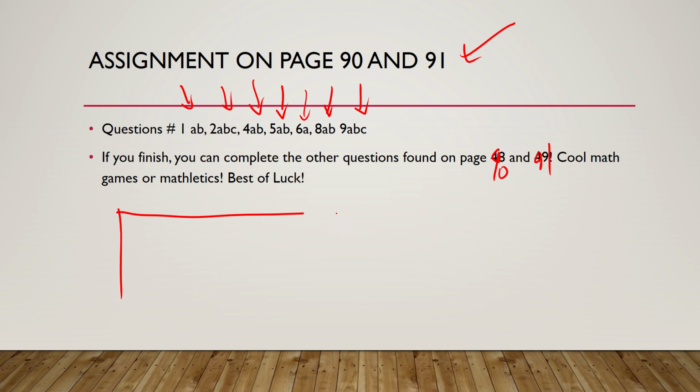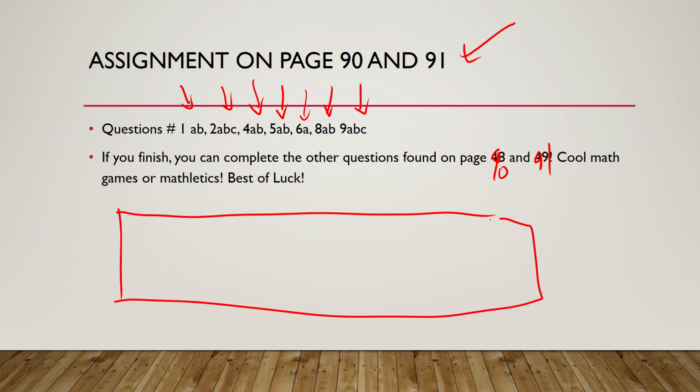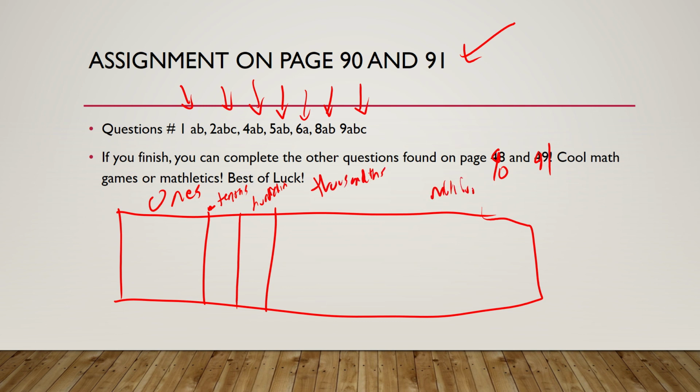On our place value chart, this is ones, decimal here, and then we have this one and this one, tenths, hundredths. Don't worry about the spelling there. Then we have our thousandths period, and all the way to the millionths period. It might be smart to write this out somewhere in your duotang.